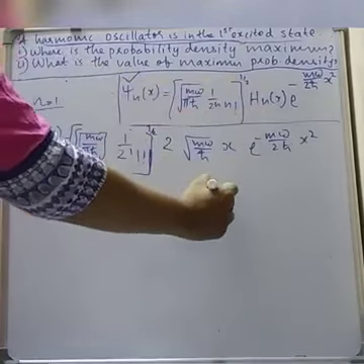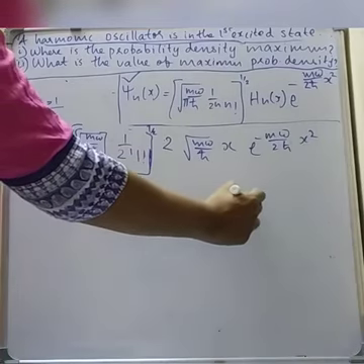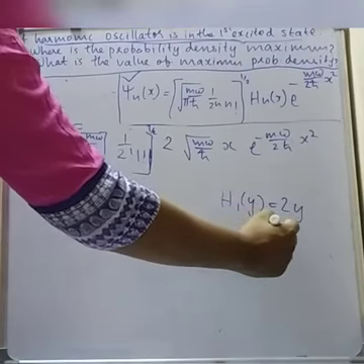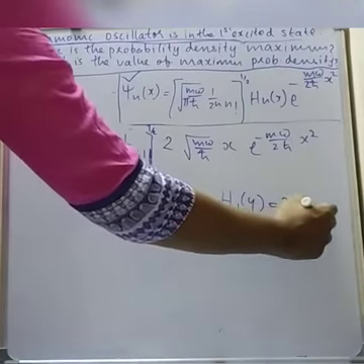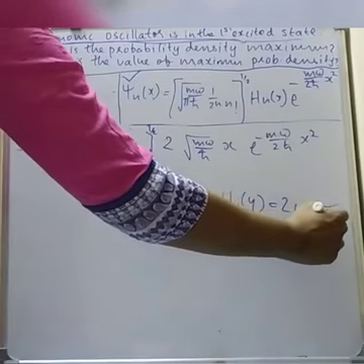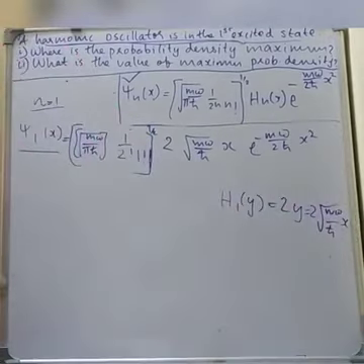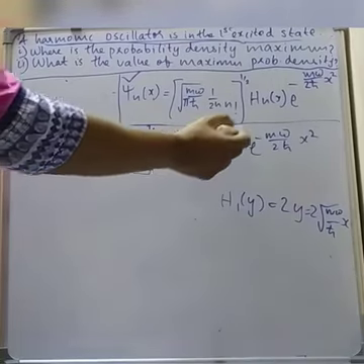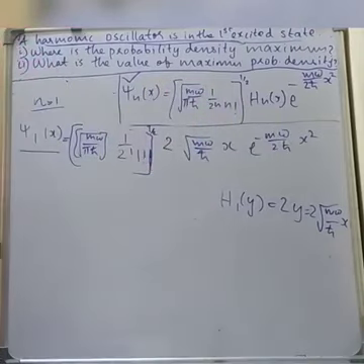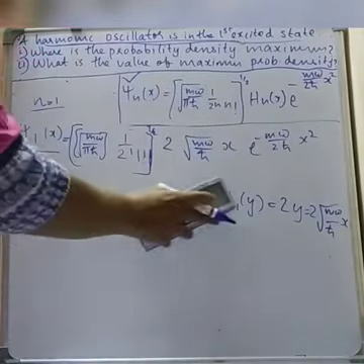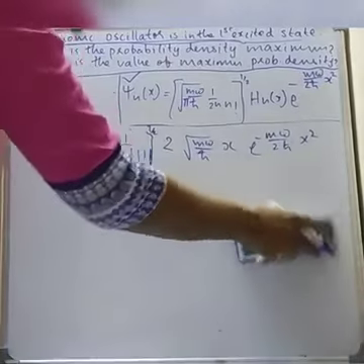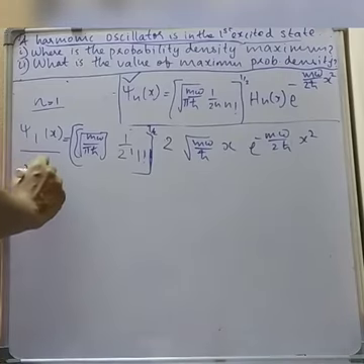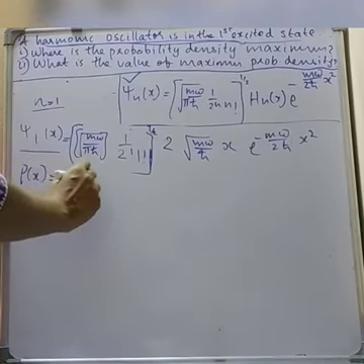Then H1 of y is 2 times y, but using the conversion factor, y is square root of m omega by h cut into x. So I have given 2 times square root of m omega by h cut into x. The exponential is the same. So this is our wave function. Now we are going to find the probability, that is P of x is equal to psi 1 star psi 1.